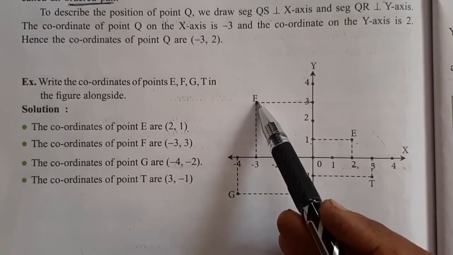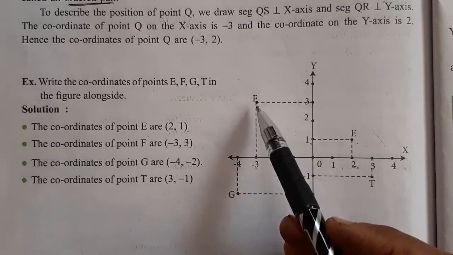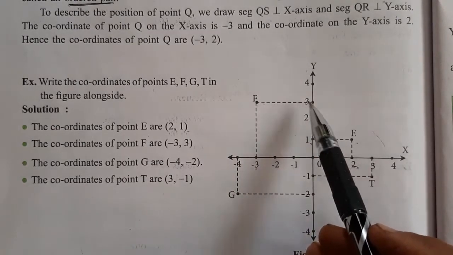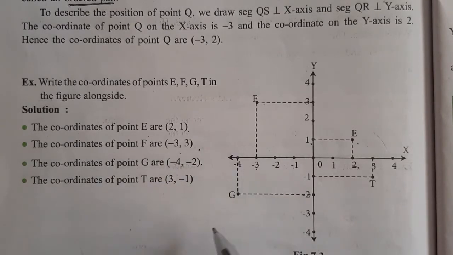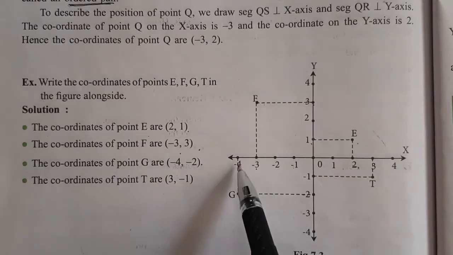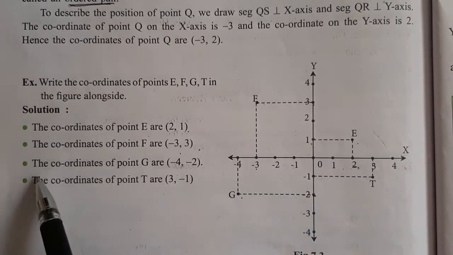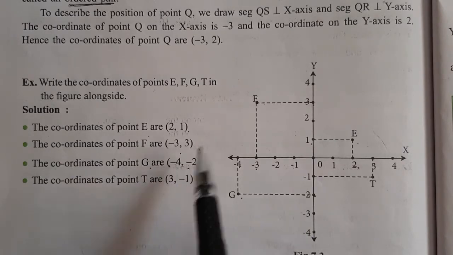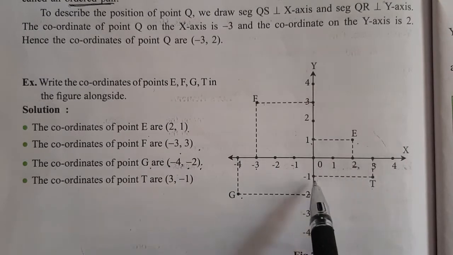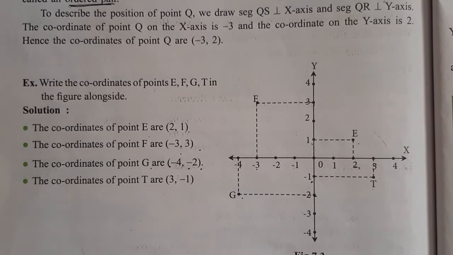Now see point F. What is the x coordinate of point F? Yes, -3, and the y coordinate is 3. So the coordinates of point F are (-3, 3). Similarly we can see point G. X coordinate is -4 and y coordinate is -2. So the coordinates of point G are (-4, -2). And the coordinates of point T are (3, -1). Understood? Now we will discuss the next part, that is coordinates of a point on the axis.